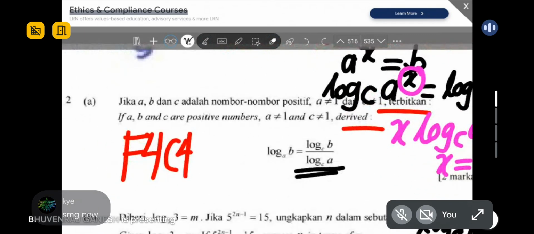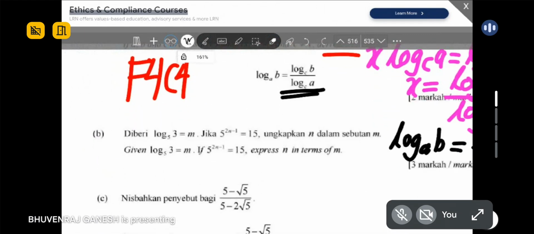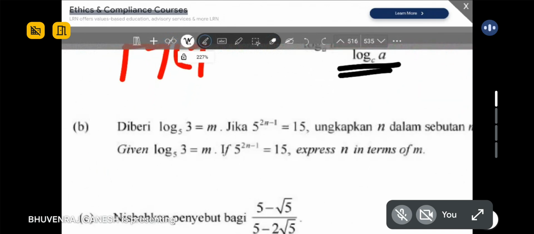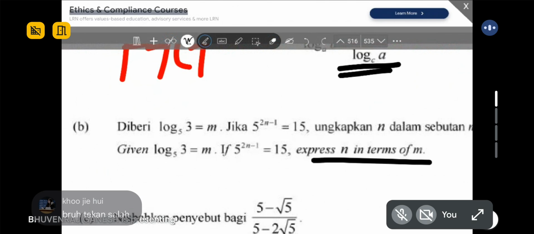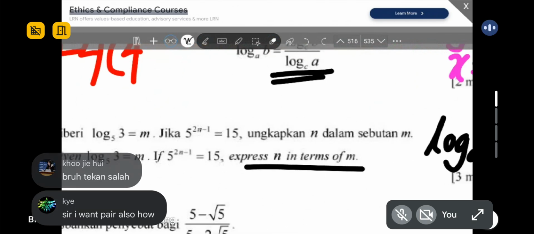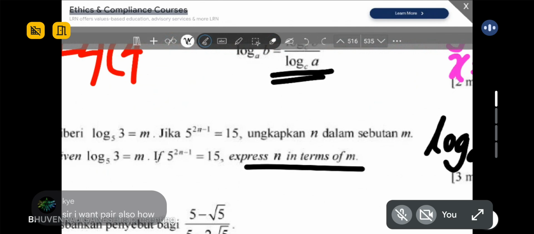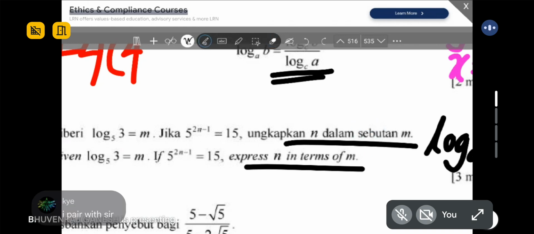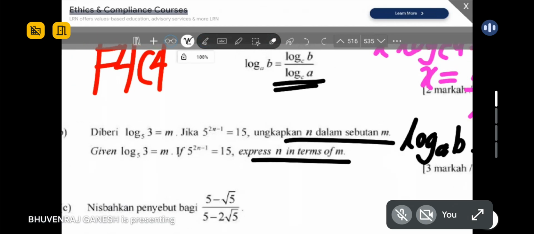Okay, so now come to question B. For soalan B, they ask you to express n in terms of m. Yes, that's why I pressed wrong. So I want to pair also, how? You go and find your pair lah. You choose in this Google Meet one person, then you put the setting pair with the person. Can also, depends on you. I pair with sir. Wow. No need to give all this kind of vibes.